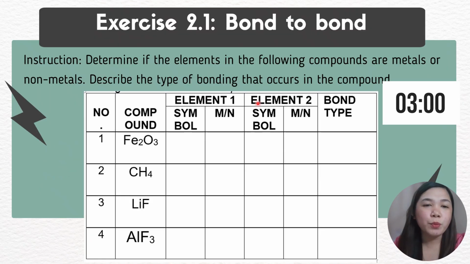So exercise 2.1. On your one whole sheet of paper, can you write first your name, your section, and the day today that you have watched this video lesson that we have. The instruction is to determine if the elements in the following compounds are metals or non-metals, and right after that, describe the type of bonding that occurs in the following compound.